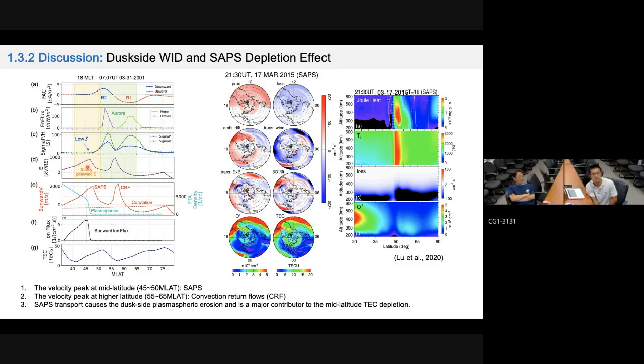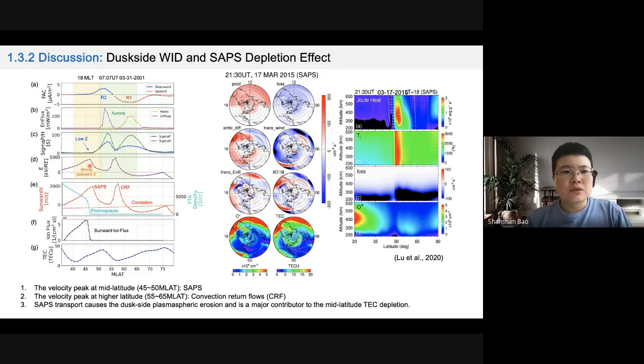Maybe I can chime in here a little bit. So Shanshan, in panel D, where is that E field from? I mean, which part of the model did you get that E from? This should be from the REMIX model. REMIX? Yeah.